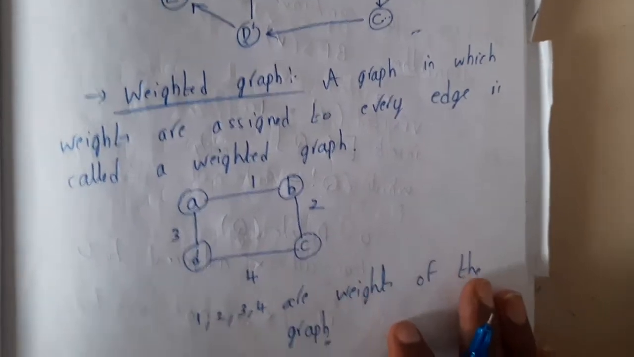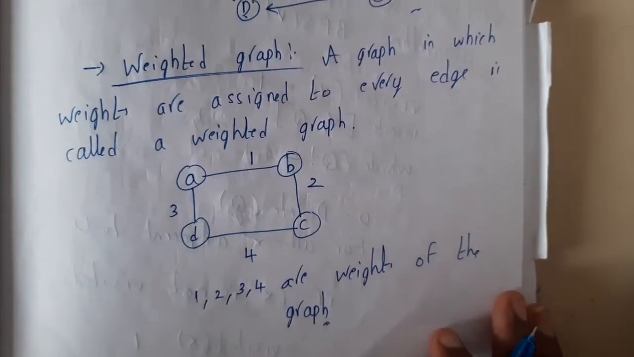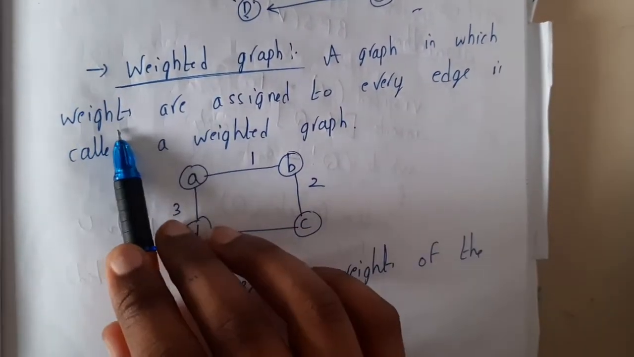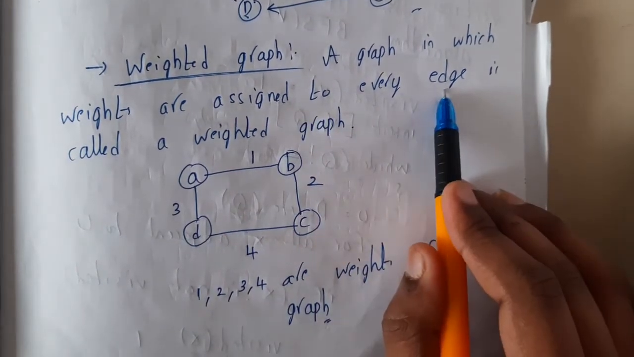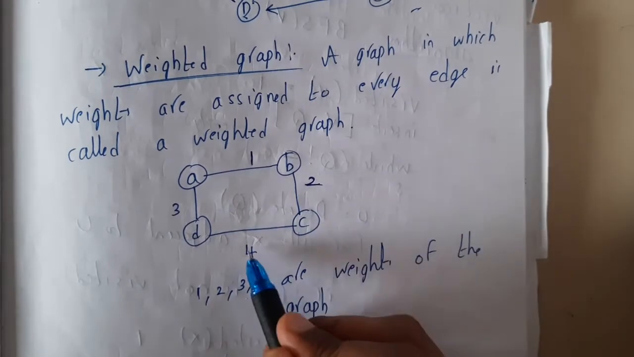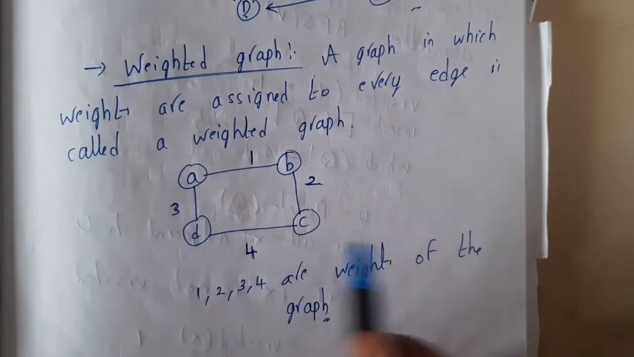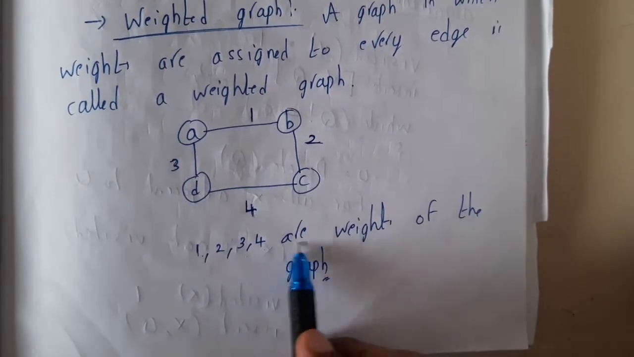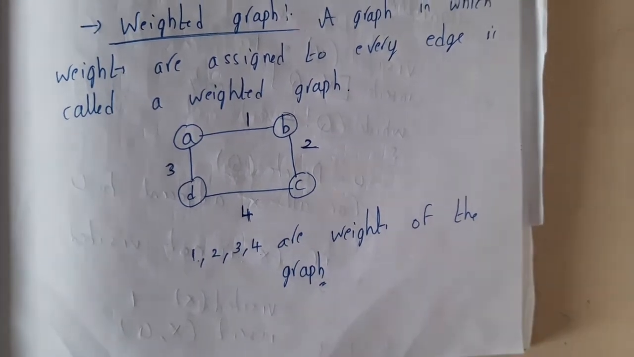Then let us follow with weighted graphs. A graph in which weights are assigned to every edge is called a weighted graph. Here we assign some weight to each and every edge. That is nothing but a weighted graph. Simple. So 1, 2, 3, 4, 5 are the weights of the graph. I hope everyone got a clear idea of these basics of graphs.